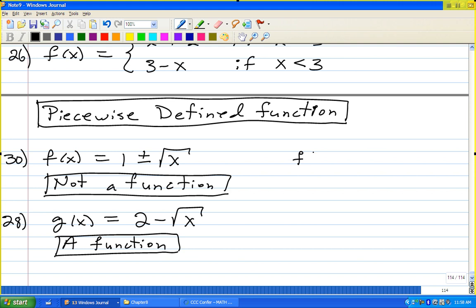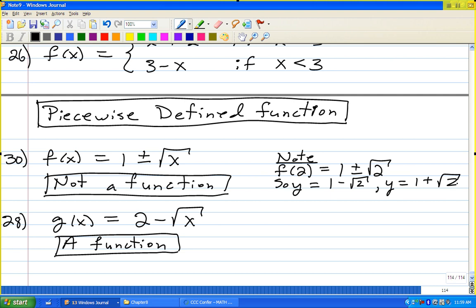let's input 2 or something. It would be 1 plus or minus the square root of 2. And so your answer is y is equal to 1 minus the square root of 2, and y is equal to 1 plus the square root of 2. So the problem is, well, what is y equal to? You can't tell me. Well, sometimes it's 2, sometimes it's minus 2.